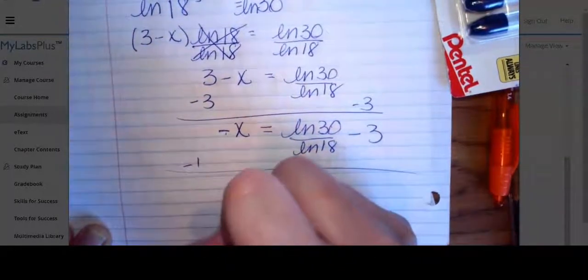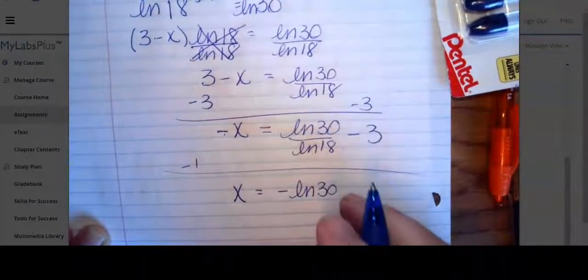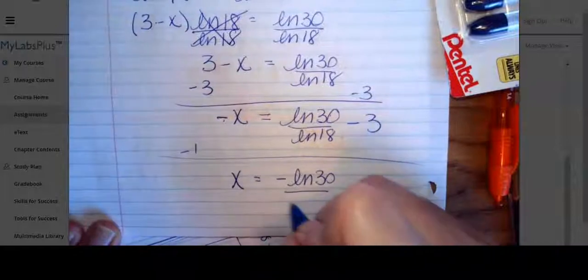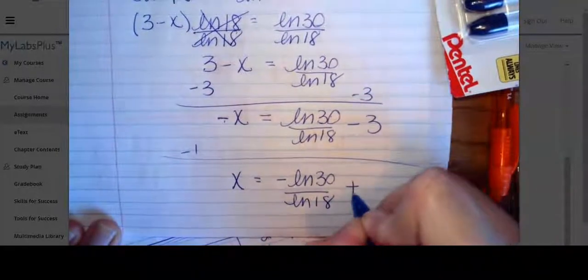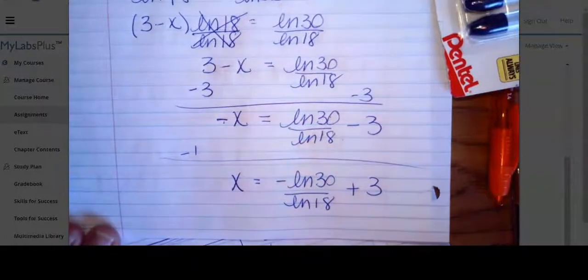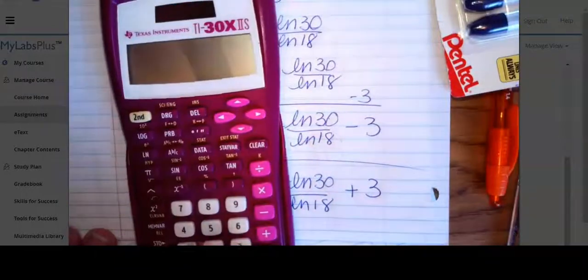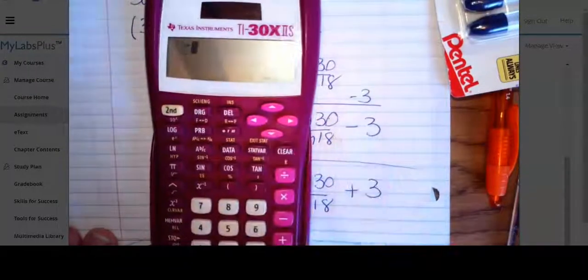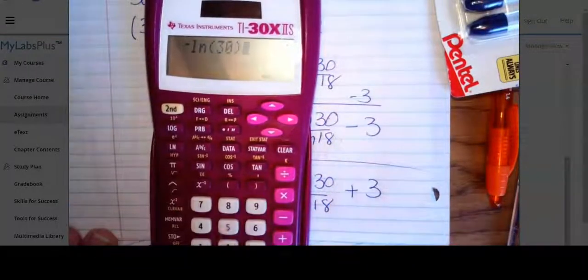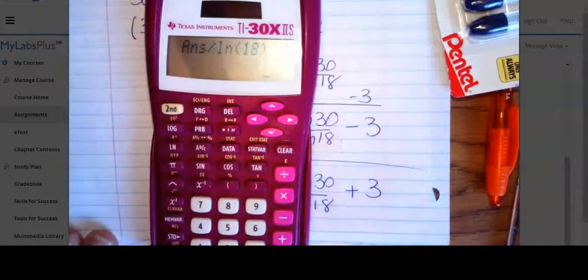So that becomes positive x equals a negative fraction, so don't change everything, and then a positive 3. Now what do I do from there? I slap this whole thing in my calculator. I'm going to do negative natural log of 30, find out what that answer is, divide that by the natural log of 18, and find out what that answer is.